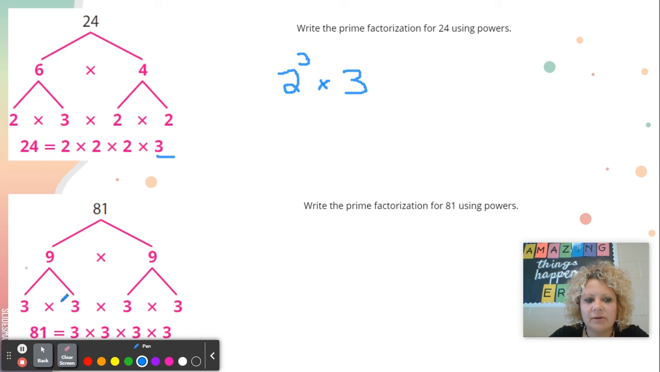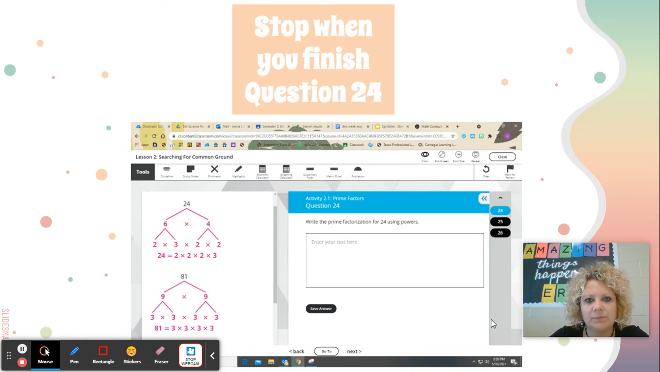Once you finish doing this one right here, go ahead and unpause and you can check your answer. All right, so hopefully you unpaused. I have 3 times 3 times 3 times 3, so I can rewrite that as 3 to the 4th power. 1, 2, 3, 4. Okay. So when you write prime factorization, it's okay to write it the long way, but we want to shorten it up. If we can use those exponents, we're going to use those exponents.